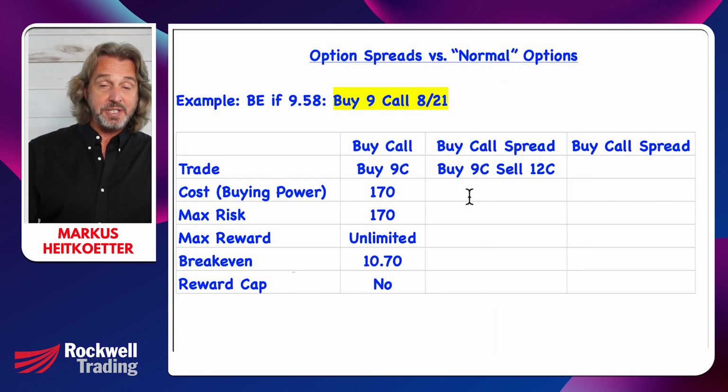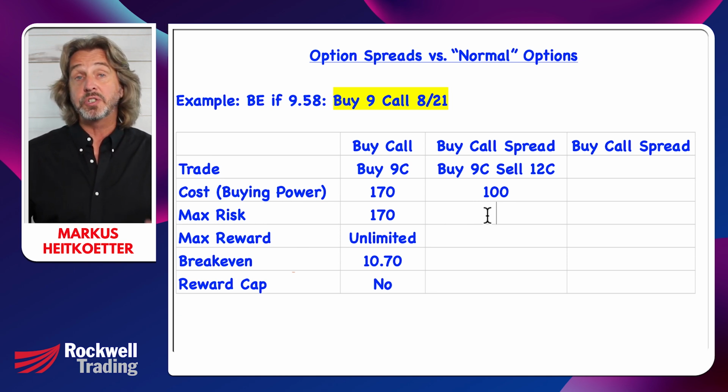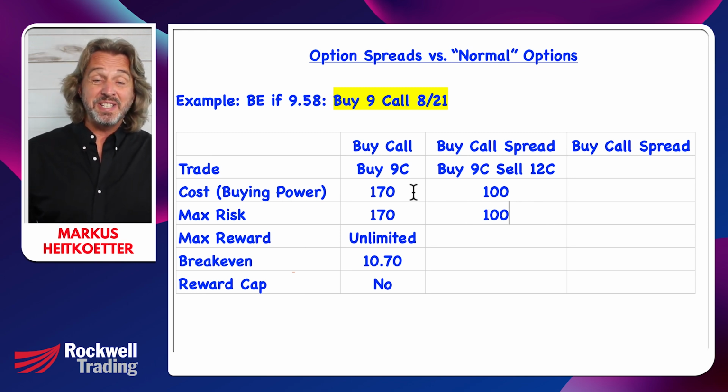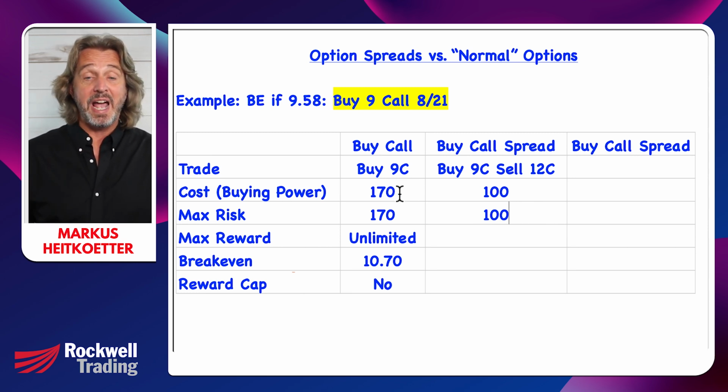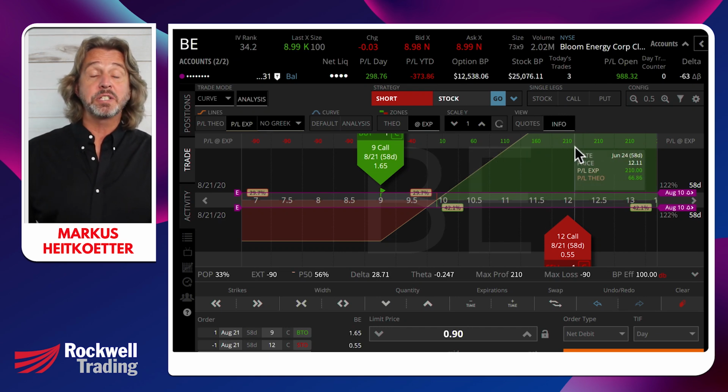So the cost is lower. You're only paying $100. Therefore, your max risk is also lower. So your max risk is only $100. So as you can see, you're almost cutting your risk in half by trading a call spread instead of a call. Now, here's the drawback. What about the reward? The reward is capped too. So this means that here you can only earn a maximum of $210.